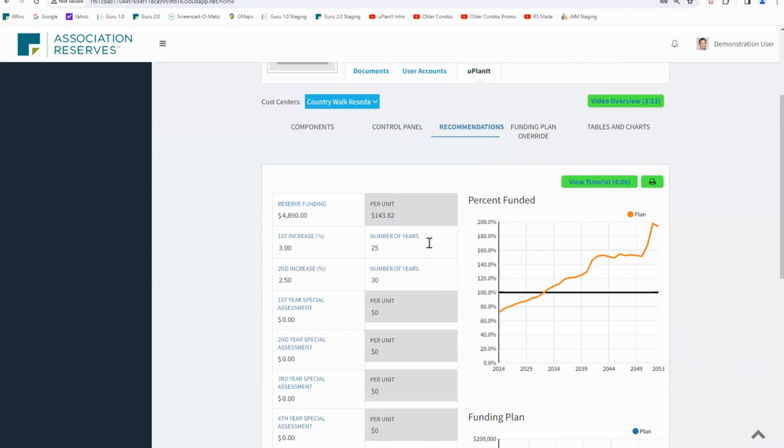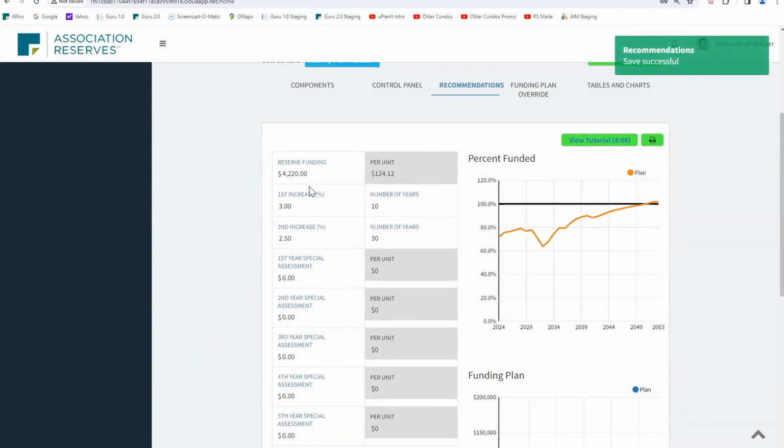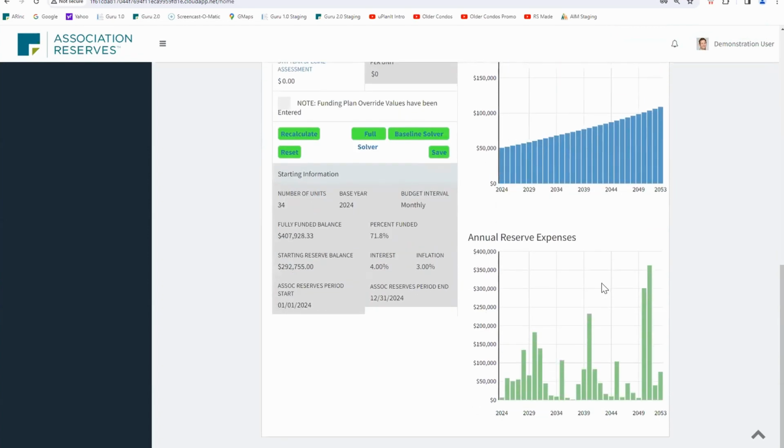So one thing I like to do, that was 4890. What's now a full funding plan? 4220. So 4890 to 4220 is $670. So you ask yourself, is it worth the time spent going to the bank and getting some higher interest bearing vehicles for your reserve funds? The answer is clearly yes. That's an extra $670 a month for your association.